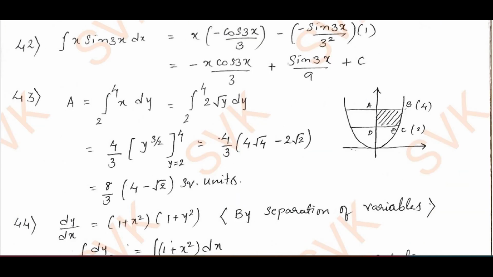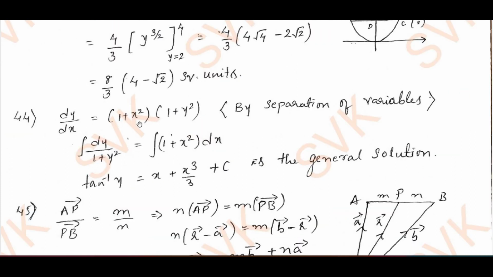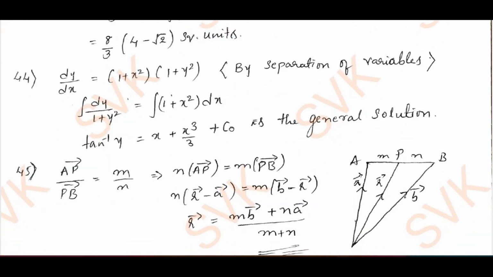Then I got the area of the bounded region as 8/3 times (4 minus root 2) square units. By variable separable form, I got the answer as tan inverse y is equal to x plus x cube by 3 plus c, which is the general solution for question number 44.